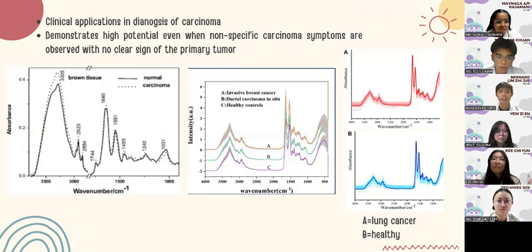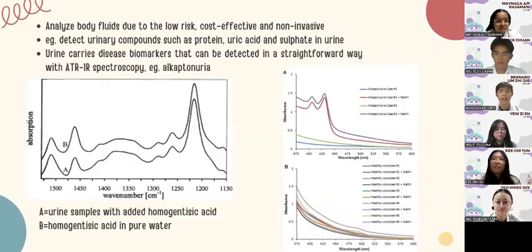In clinical application, diagnosis of carcinoma is possible as IR spectroscopy demonstrates high potential to show the carcinoma symptoms. Let's look at an example. The first spectrum shows differences between healthy people and carcinoma patients. The second spectrum is for healthy people and those with breast cancer, as well as the third one, showing the differences between a healthy person and a lung cancer patient. IR can also be used to detect urine disease outcomes by analyzing the body fluid. Some differences can be observed in the spectrum, as shown in the slide.